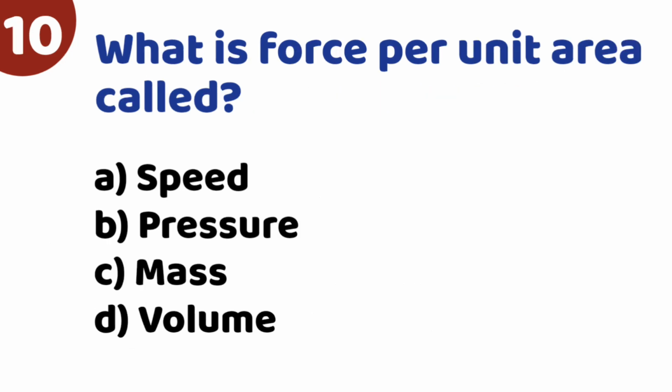10th quiz. What is force per unit area called? Option A, speed. Option B, pressure. Option C, mass. Option D, volume. The correct answer is option B, pressure.